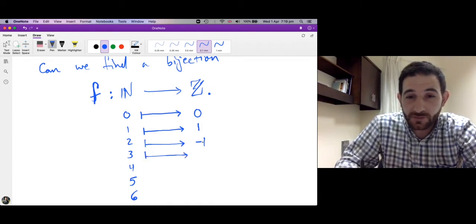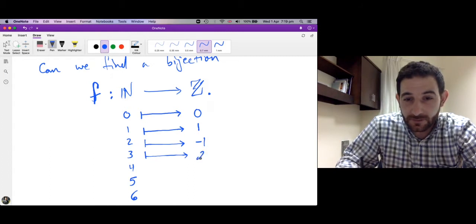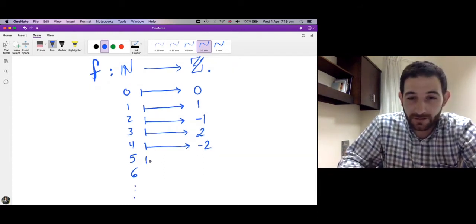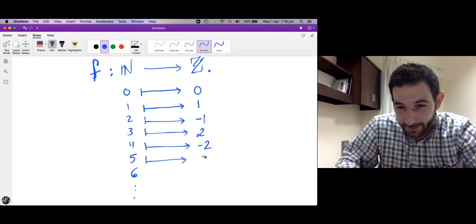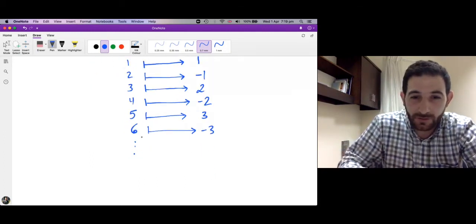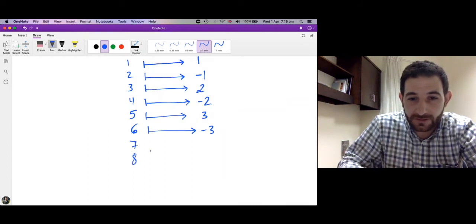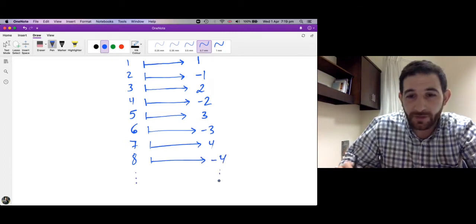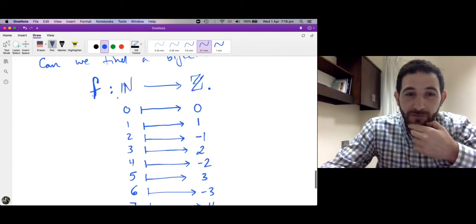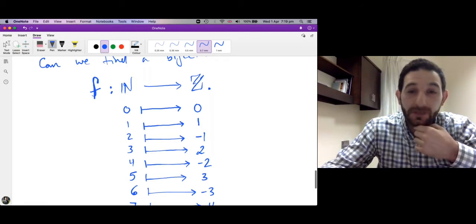Okay, now since we listed 1, let's list 2, and since we listed 2, let's list the -2. And now again we list here 3 and -3. Okay, and we continue like this. So if this is 7, this is 8, then the image of 7 will be 4, the image of 8 will be -4, and now you see the pattern. So this is clearly a bijection from the natural numbers to the integers.